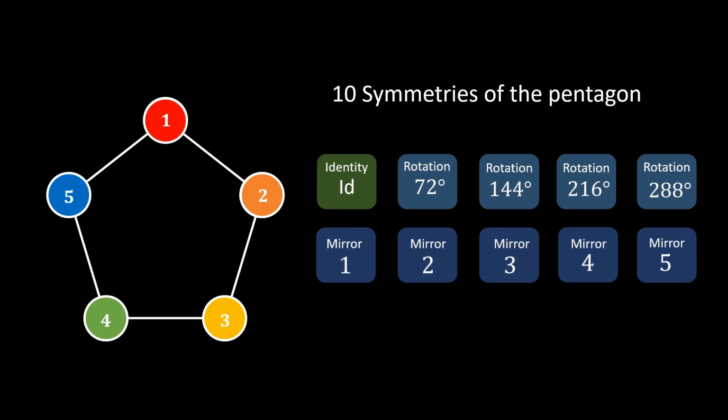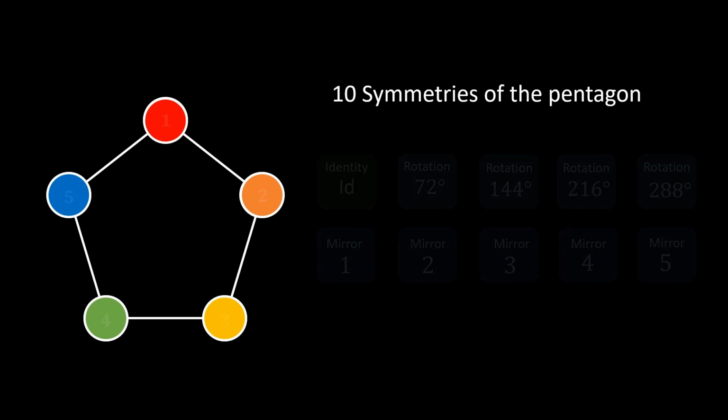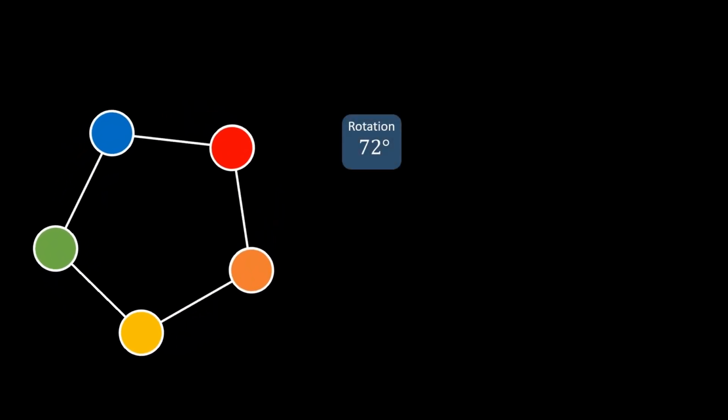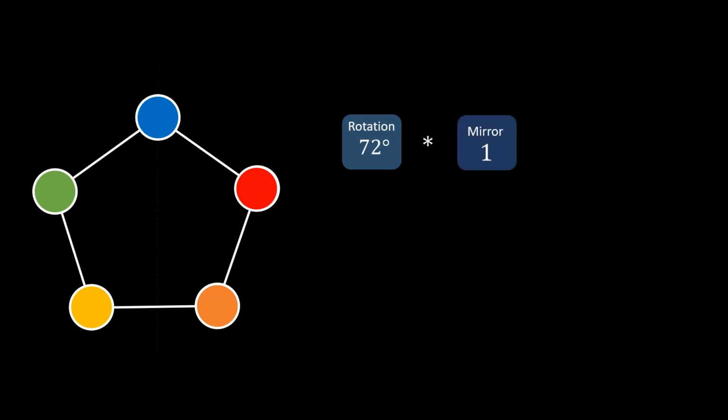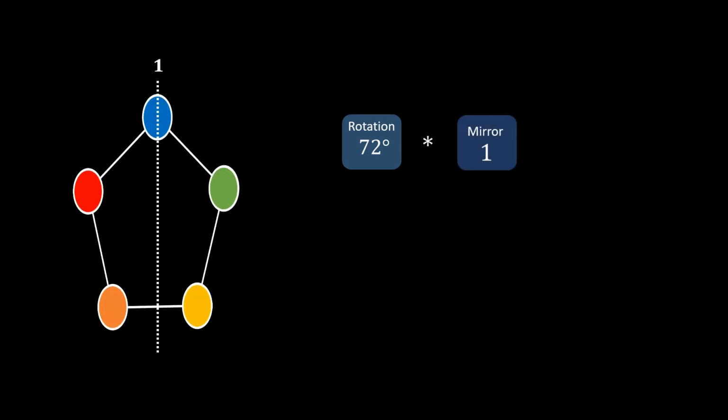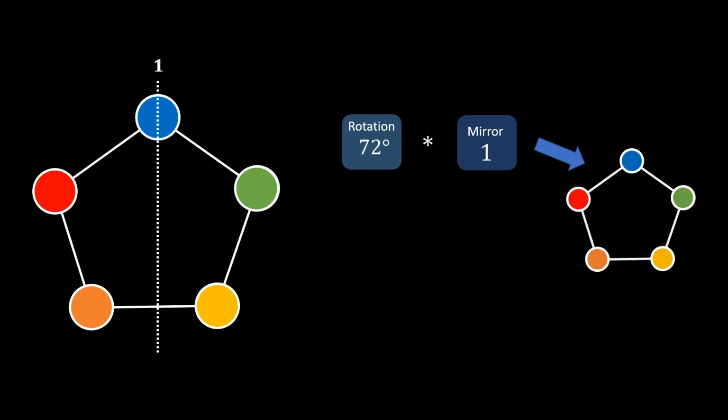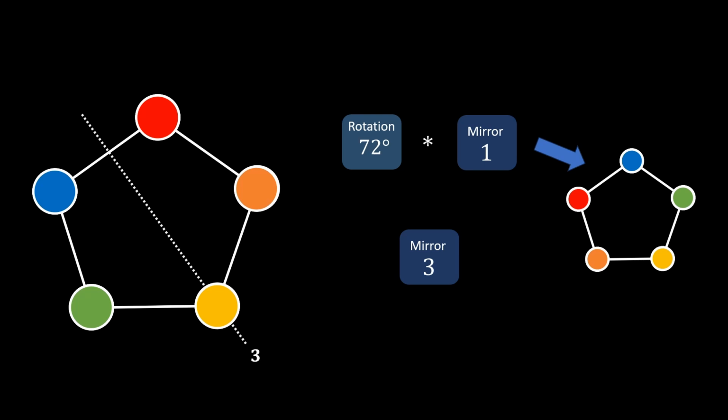We can also look at symmetries after one another. For example, first rotate this necklace 72 degrees, and then flip it along the line going through the top bead, or bead number 1, and the center. This is the same as flipping the original necklace along the line that goes through the center and the third bead. So we see that symmetries done after one another is the same as another symmetry of our pentagon.